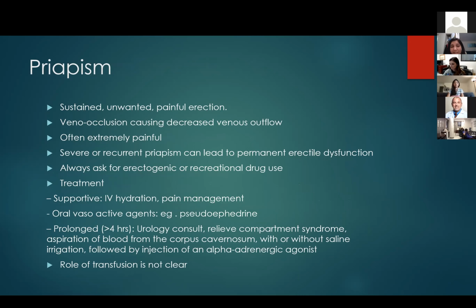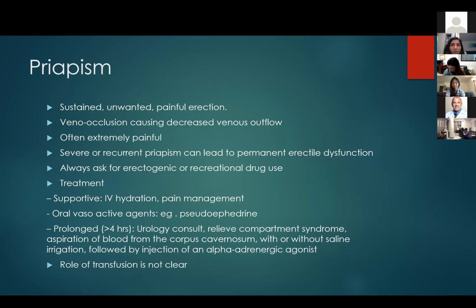You should always ask these patients about any recreational drug use, or are they taking Viagra or something like that? And treatment depends on the duration of it. If it's only a brief duration, usually less than 3 hours, then you treat it like a usual pain crisis with IV hydration, pain management. You can give them oral vasoactive agents like pseudoephedrine.